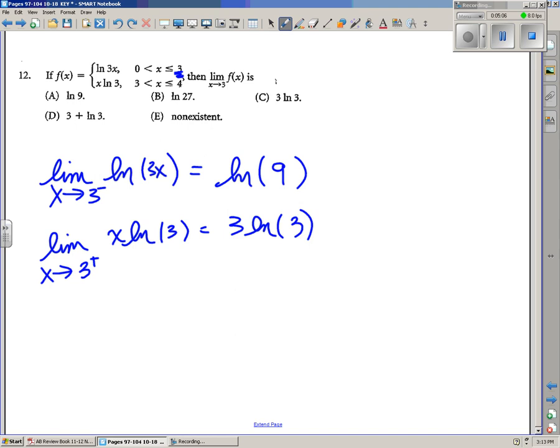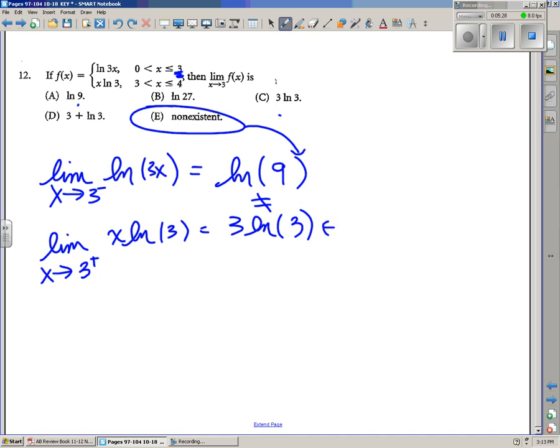Now the question is, you don't have a calculator, so are these things really the same? Perhaps they're equal. But as you notice, ln of 9 and 3 ln of 3 are both choices, so they couldn't possibly be equal. These are unequal, which I'll explain in a minute, so the limit does not exist, because from the left you have ln of 9, from the right you have 3 ln of 3.